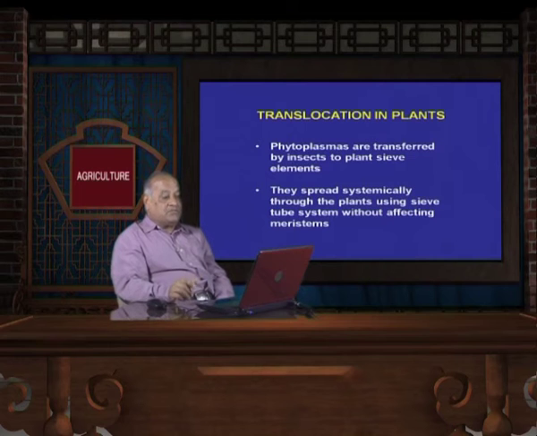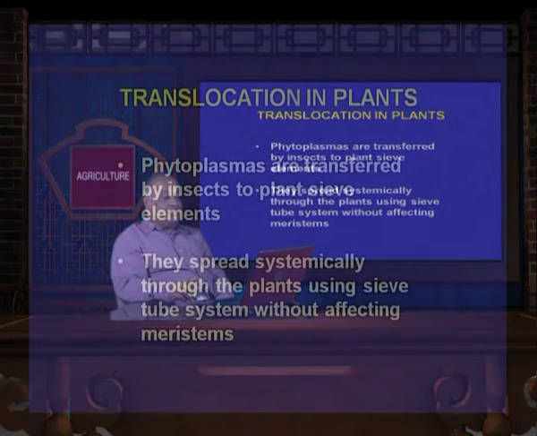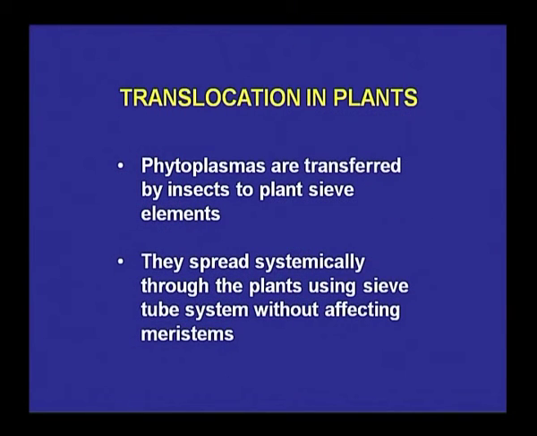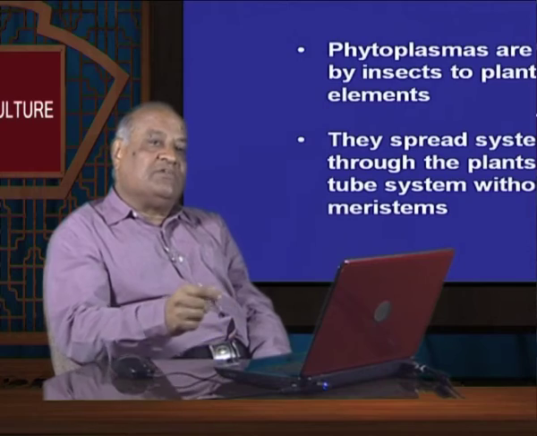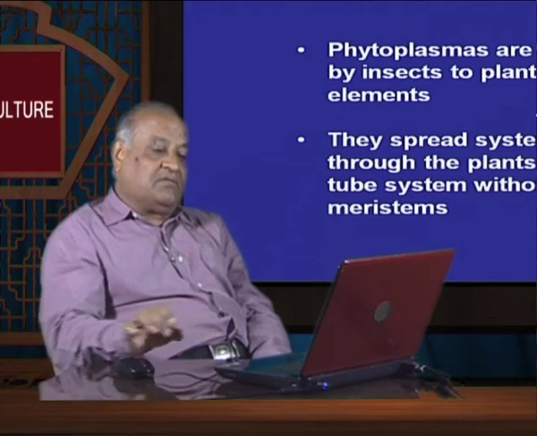Translocation in plants. Phytoplasmas are transferred by insects to plant sieve elements in the phloem tissues. They spread systemically through the plants using the sieve tube system without affecting the meristems. This is the main difference between the Mycoplasma and virus. Whenever we want to free the plants from the virus, we take the meristem. So, the meristem is free from the virus.